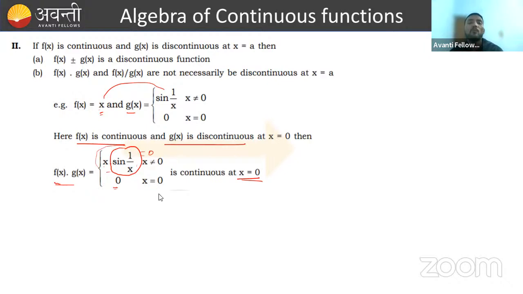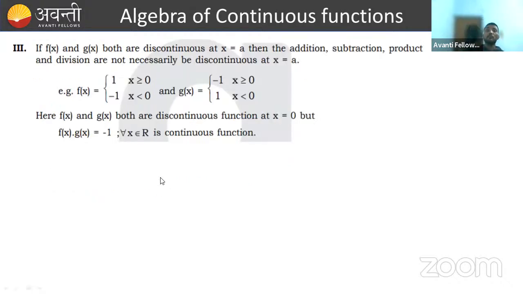So now we will move to the next thing, that is, if both functions are discontinuous, then again addition, subtraction, product and division are not necessarily discontinuous. Generally we tend to think that if both functions are discontinuous, then adding them can't be continuous. But it can happen.